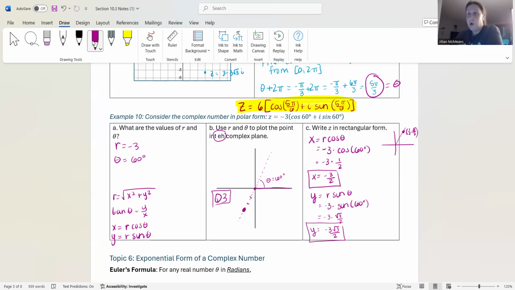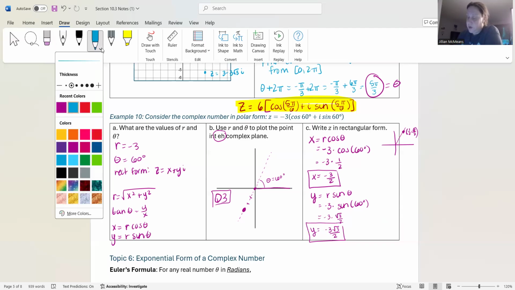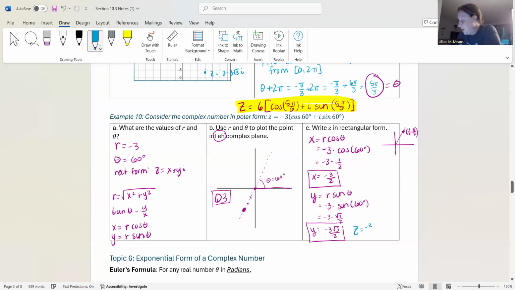What we're looking for is the rectangular form of a complex number, and remember, rectangular form is z equals x plus yi. So we get z equals -3/2, minus, since our y is negative, 3 root 3 over 2 times i. And this is our final answer.